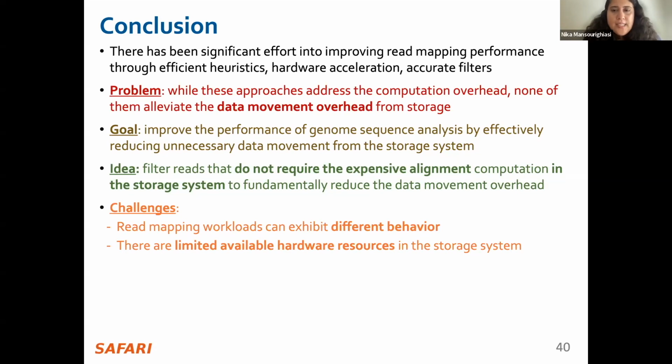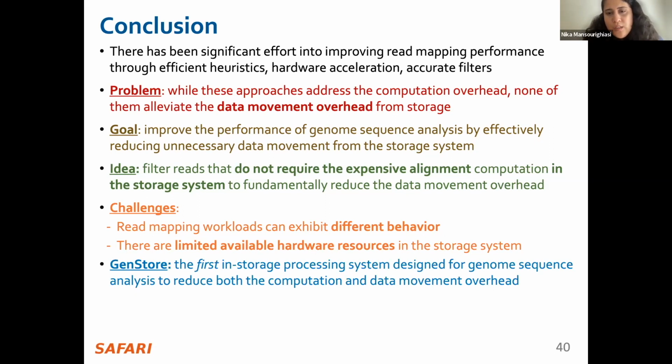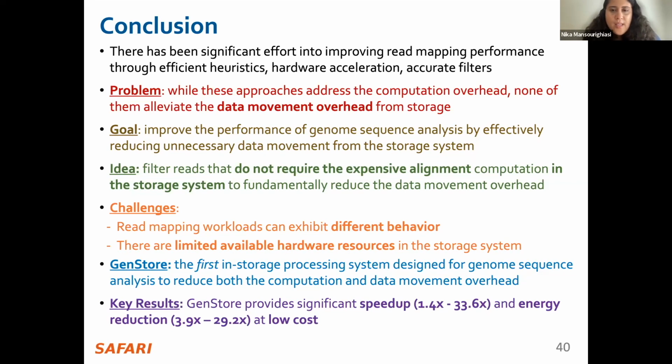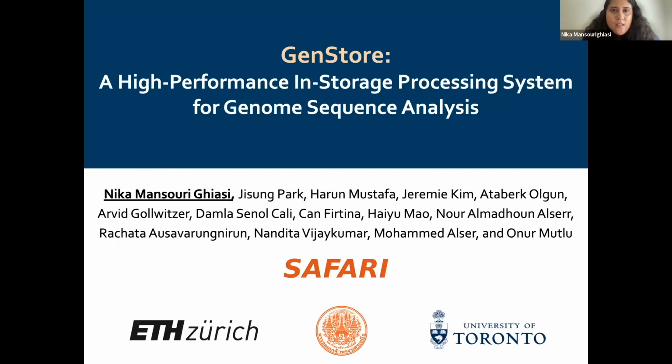However, filtering reads inside the SSD is challenging because read mapping workloads, as we saw, can exhibit different behavior for different types of read data sets, and there are limited hardware resources available in the storage system, such as the limited DRAM capacity that we talked about. So to this end, we proposed GenStore, the first in-storage processing system designed for genome sequence analysis to reduce both computation and data movement overhead. And GenStore provides high performance and energy benefits compared to state-of-the-art hardware and software baselines. So that concludes my talk. Thank you very much for listening, and I can take any questions if there are any.